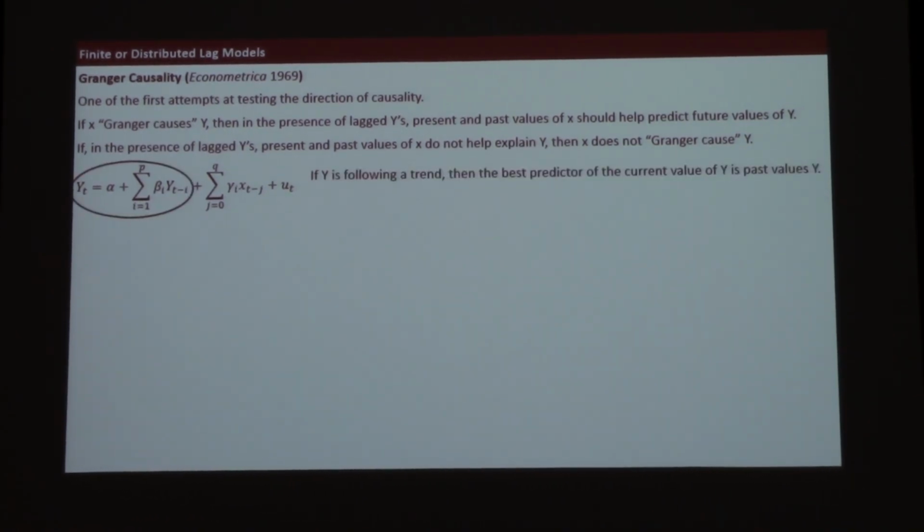So if y is following a trend, then the best predictor of current sales is past values. In this case, all those x's should be 0. So gammas are the coefficients on x, and those should be statistically no different from 0.